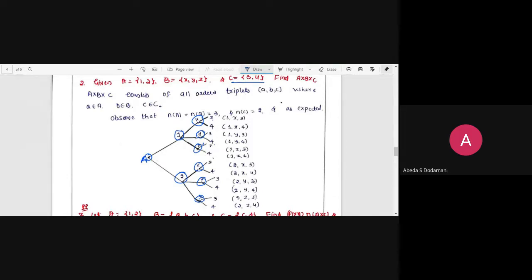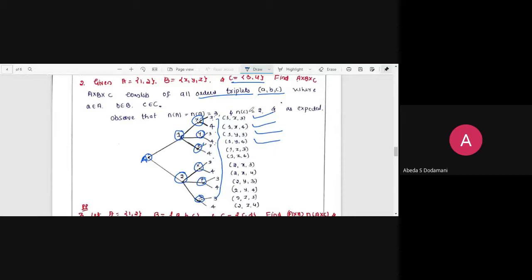So it's a tree diagram which will give you the relations. You can observe 1, X, 3 is one relation. Are you observing? 1, X, 4 is another relation. 1, Y, 3 is another relation. 1, Y, 4. Like that, you are making the relations. So this tree diagram explains how the Cartesian product of A, B and C occurs. This is also called all ordered triplets.